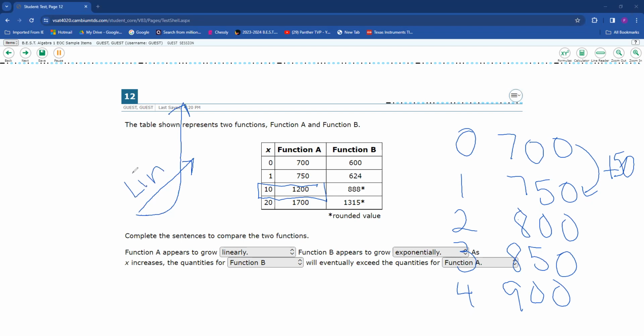The other one, which I'm gonna turn into a green color now, that's going to be an exponential growth because it's going up. If it was going down, it's called exponential decay.